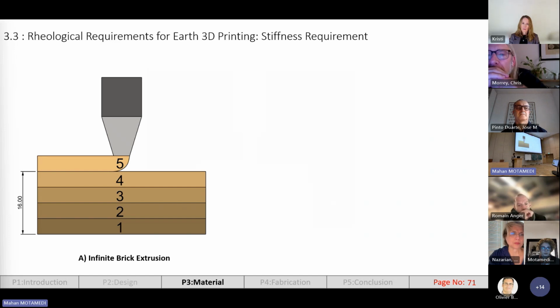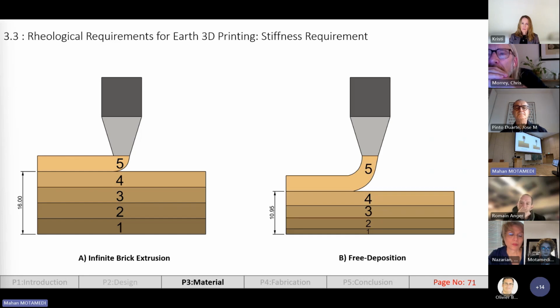So here on the left, we can see that we have an infinite brick extrusion, which I explained earlier. The material in this regime is stiff enough and it does not deform under the load of the superposing layers. And here we don't have a deformation. However, in this example, the material is not stiff enough and it deforms under the load of the superposing layer. And we will have a transition from infinite brick extrusion to the free deposition 3D printing regime.